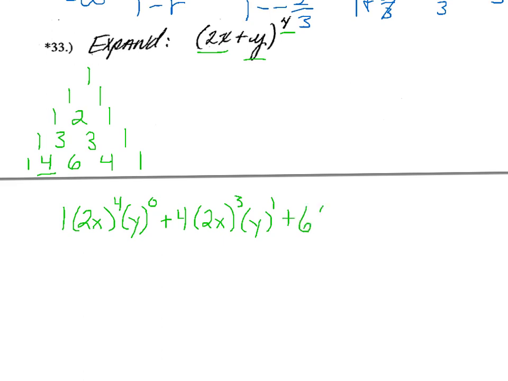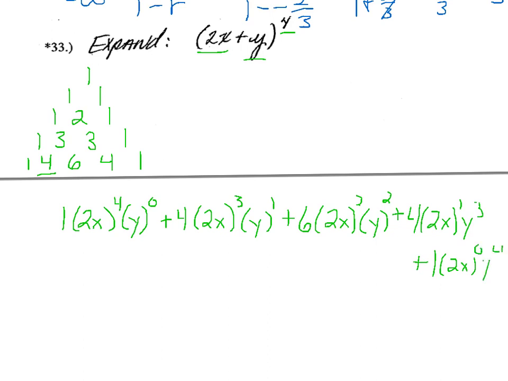Then we have 6 times 2x squared, y squared, and we have 4 times 2x to the first, y to the third, and then our final term, which doesn't fit, we'll put it down here, is 1 times 2x to the 0, y to the fourth. So the last step is to simplify everybody.